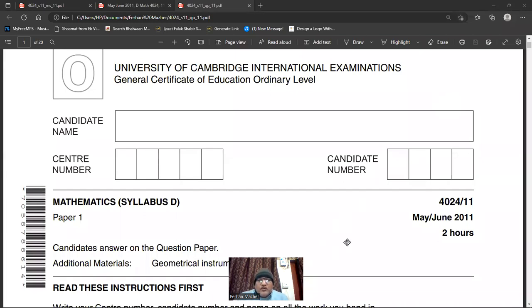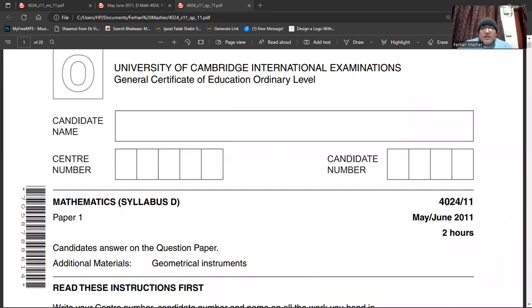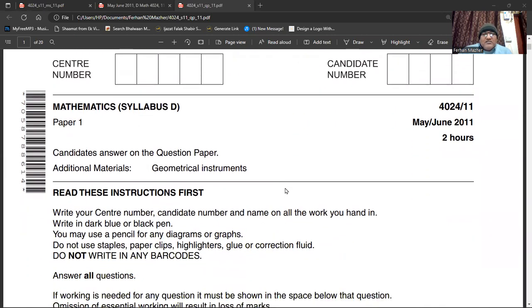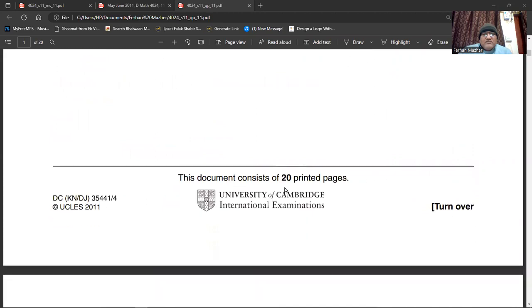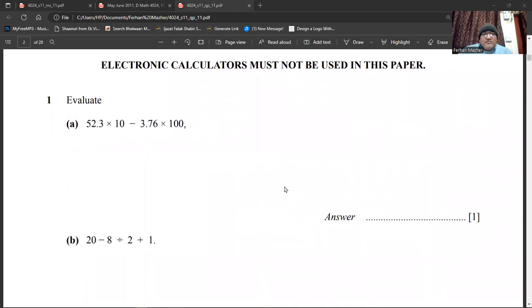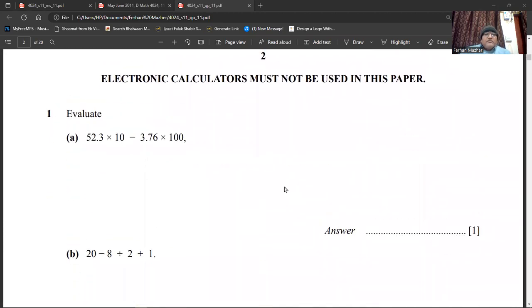So on your screen, May-June 2011 1-1 paper is showing up. Question number 1, it's A part. 52.3 multiply 10 minus 3.76 multiply 100. We have to evaluate it.